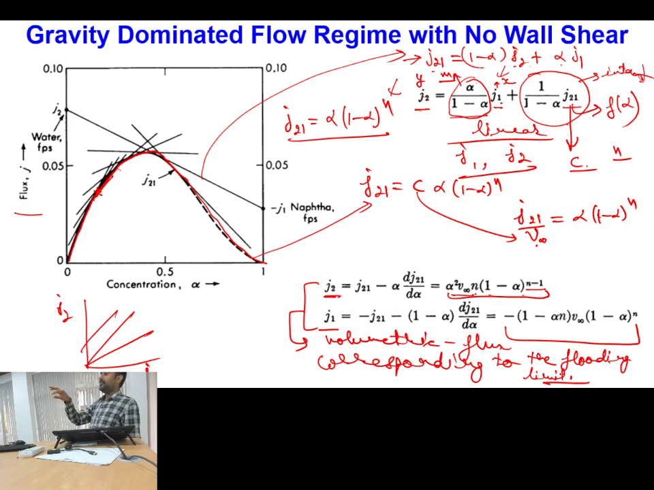Now, if you have data of J1 and J2 for the flooding point, then using this data of J1 and J2, you can substitute in these equations. You will be getting a system of equations and then you have to solve that system of equations for the values of V infinity and n. Is this point clear? Yes, V infinity, n and alpha. Sir, alpha we already got from the slope, right?